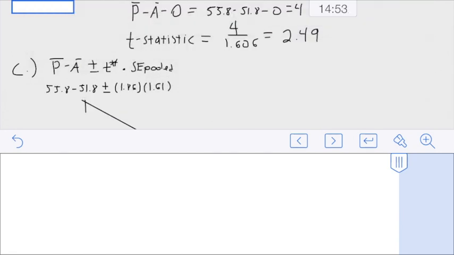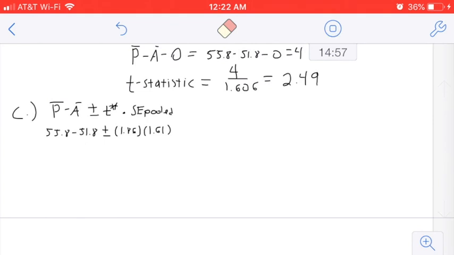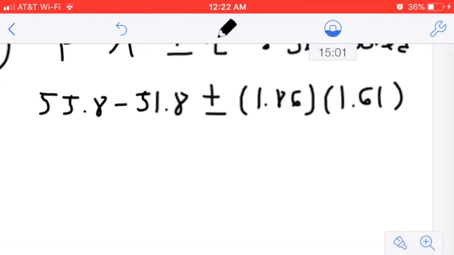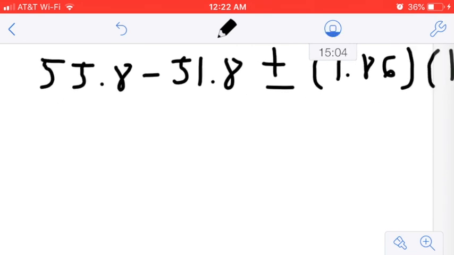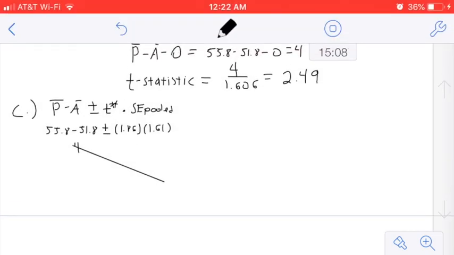sorry about that. Erase that real quick. So our confidence interval is 4, I don't know why this keeps happening.